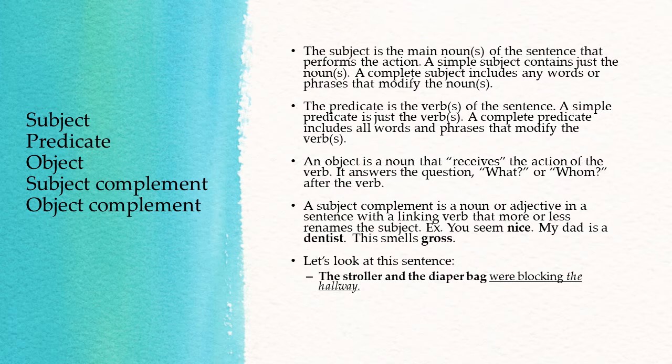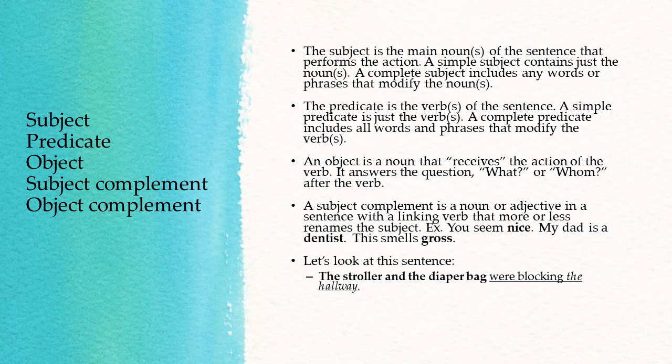So, the subject is the main noun or nouns of the sentence that performs the action. A simple subject contains just the nouns only. A complete subject includes any words or phrases that also modify the noun or the nouns. The predicate is the verb or verbs of the sentence. A simple predicate is just the verbs. A complete predicate includes all words and phrases that modify the verb or the verbs. An object is a noun that receives the action of the verb.